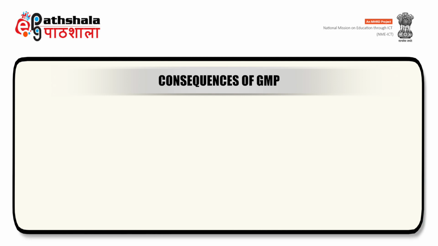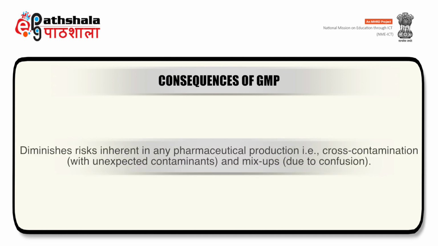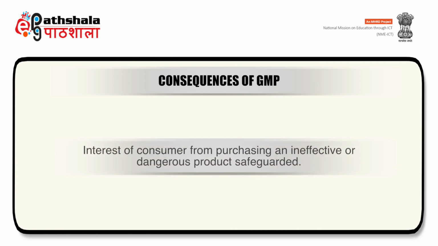There are various consequences of GMP compliance which include the saving of the firms from serious non-compliance consequences like recall, seizure, fines and jail. It diminishes risk inherent in any pharmaceutical production like cross-contamination and mix-ups. Interest of the consumer from purchasing an ineffective or dangerous product is safeguarded by GMP compliance.